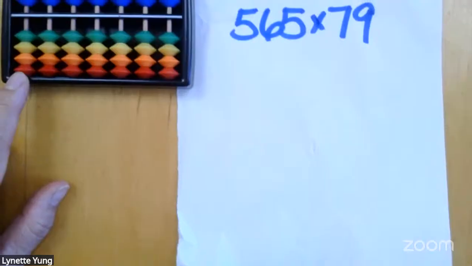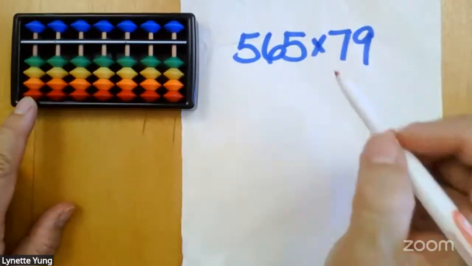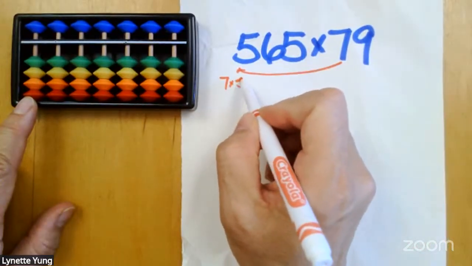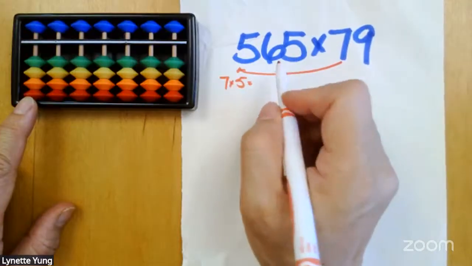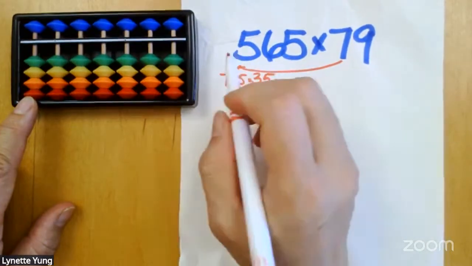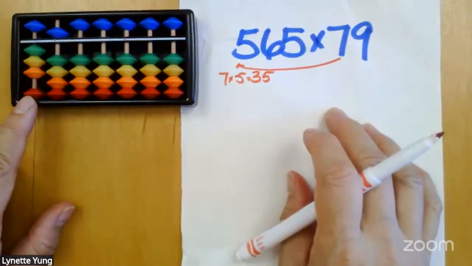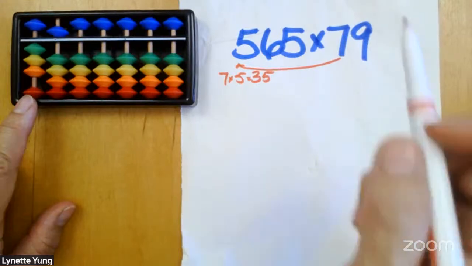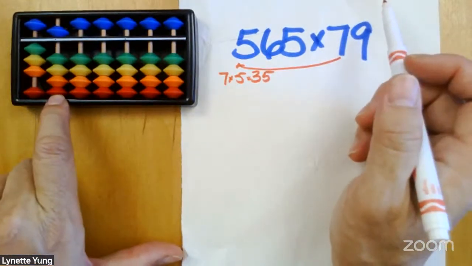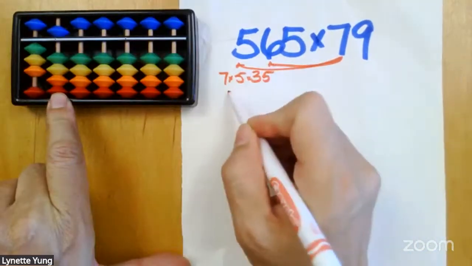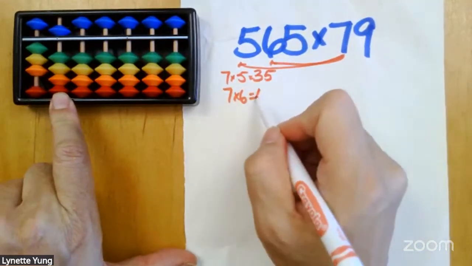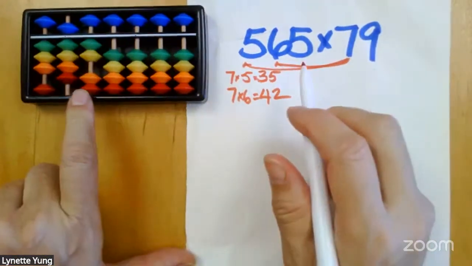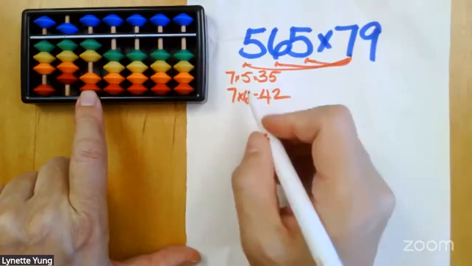All right, so we're going to start off with 7 times 5. 1, 2, 3. Okay, so we have 35. So we're going to add 3 and then add the 5. Good. Okay, and then it's going to be 7 times 6. I believe that's 42. So we can add the 4 and then add the 2. Yep. So far so good.